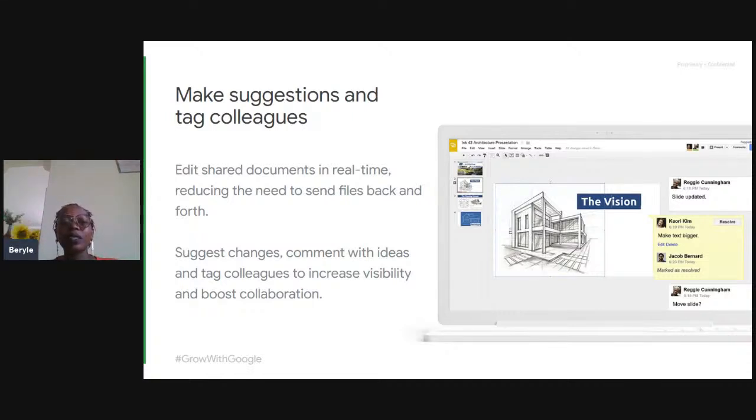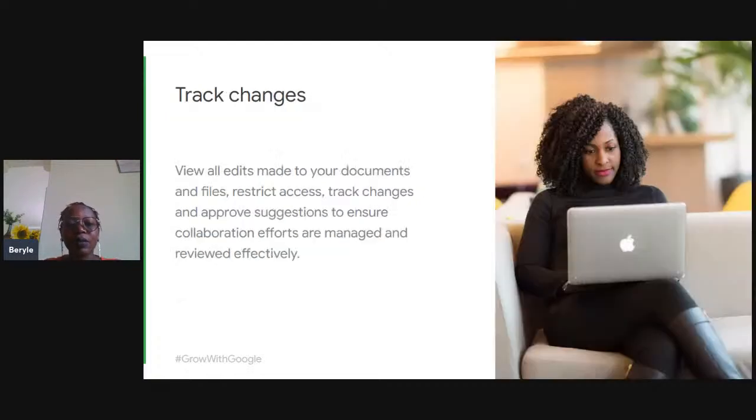So you're able to tag your colleagues, you're able to make suggestions on documents, you're able to track changes on documents. Your team members can collaborate on the same documents, all right? And then tracking changes, I've talked about this when I was looking at the documents. You can see edits that people make on your documents. You can know who made the edit. You can track changes on documents.